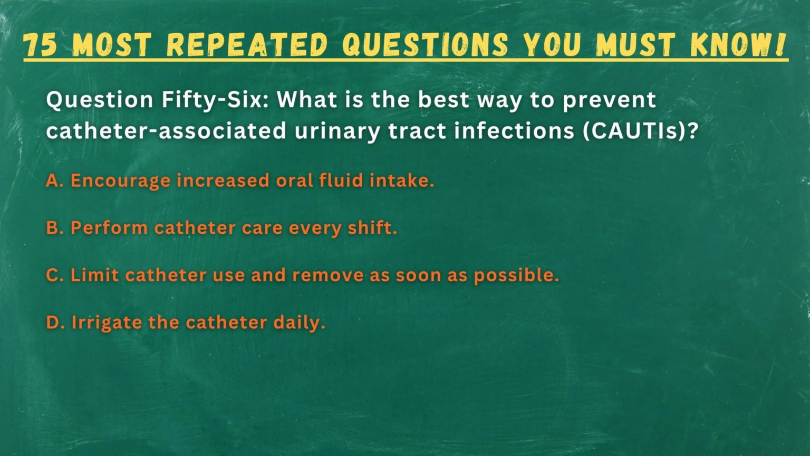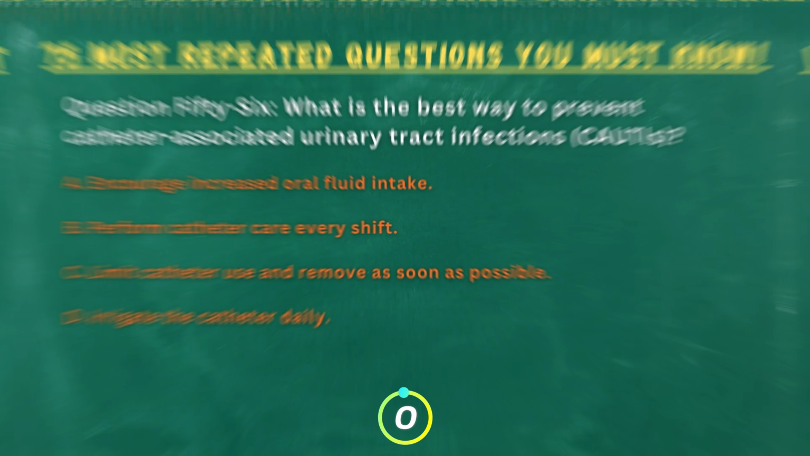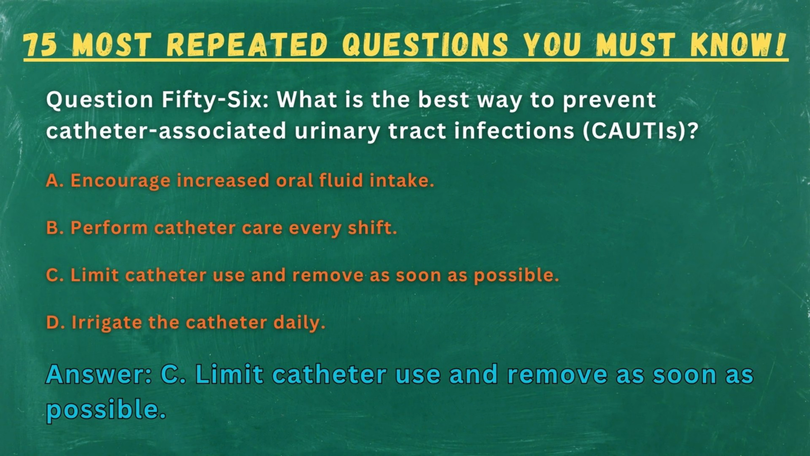Question 56. What is the best way to prevent catheter-associated urinary tract infections, CAUTIs? A. Encourage increased oral fluid intake. B. Perform catheter care every shift. C. Limit catheter use and remove as soon as possible. D. Irrigate the catheter daily. Answer, C. Limit catheter use and remove as soon as possible.